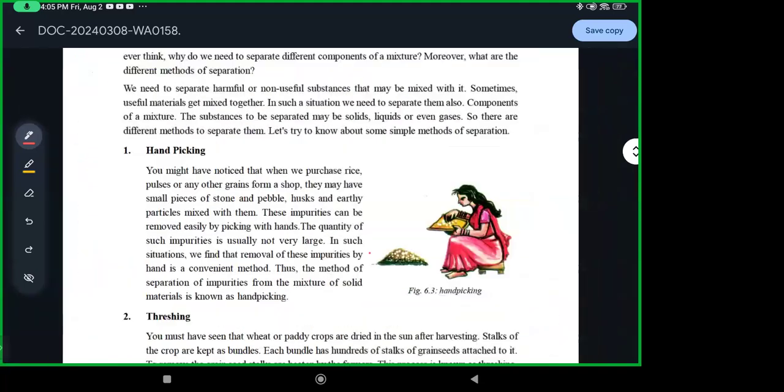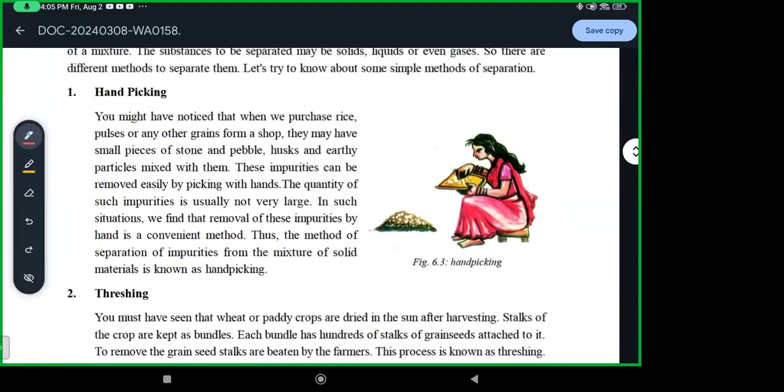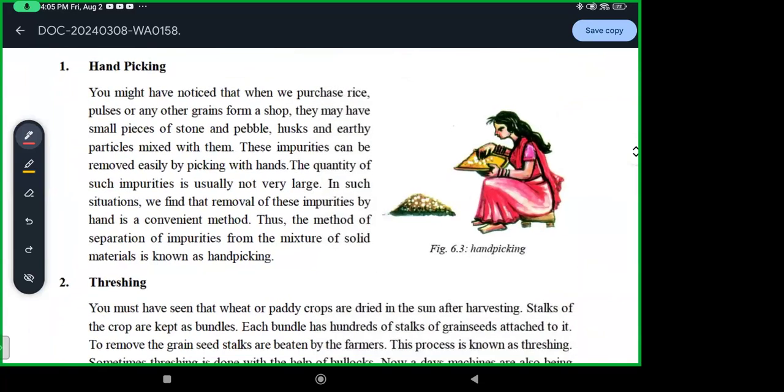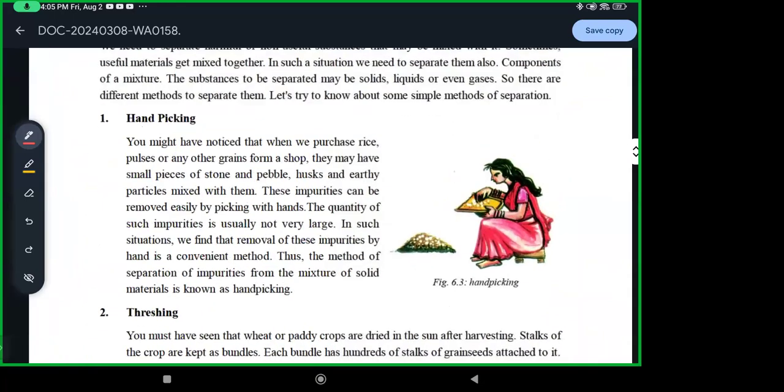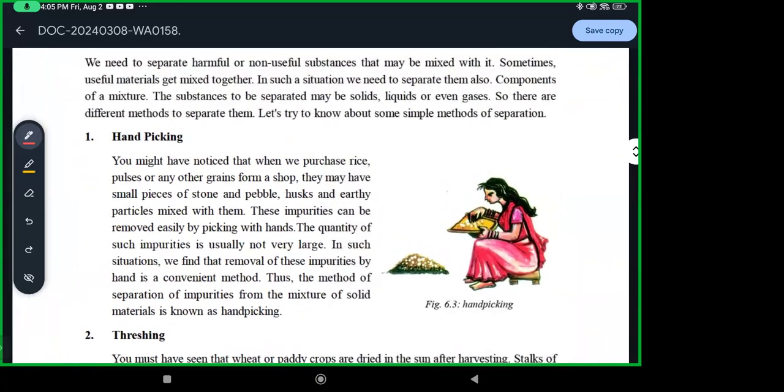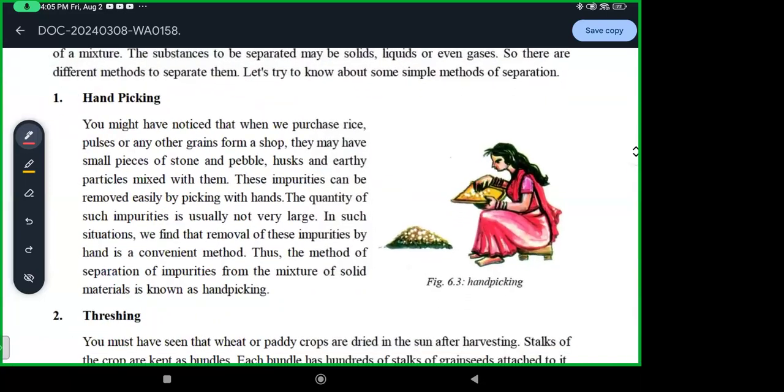So, mixtures. We studied about mixtures. We studied about solvent, solute, and solution. Today we will study what are the methods with which you can separate the mixtures. Means when a lot of things come together, by what method you can separate them. So this is hand picking.